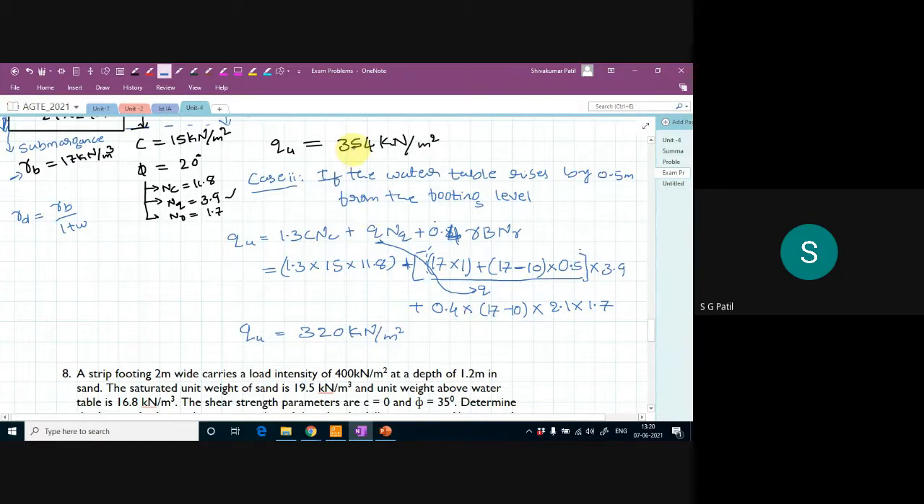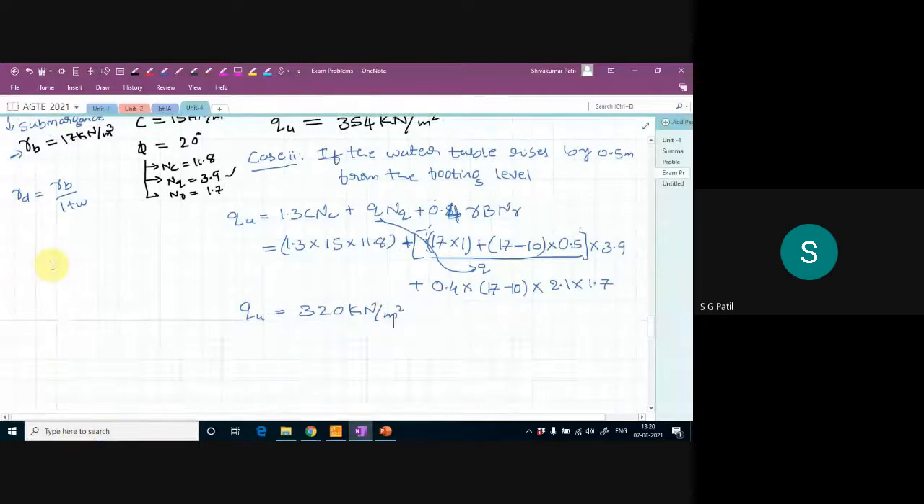Okay, so now you compare here. If the water table is rising by 0.5 meter, how much is it reducing? You see, almost from 354 it is coming back to around 320. How much percentage has it been reduced? Percentage reduction in the bearing capacity due to rise in water table by 0.5 meter.